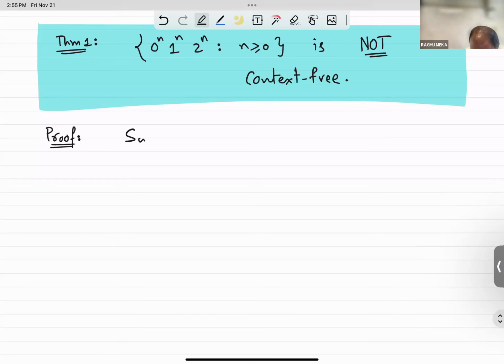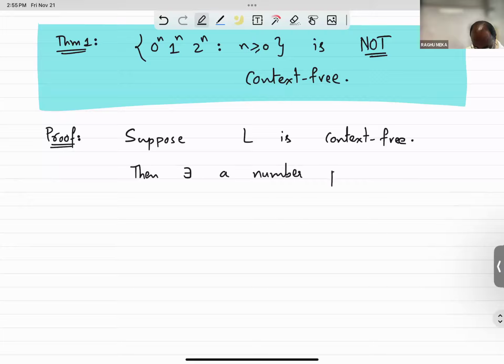Okay, so let's suppose L is context free. Then there exists a number P such that the pumping lemma holds. What challenge string would you pick? Any suggestions? I say the key thing is to pick the right challenge string.